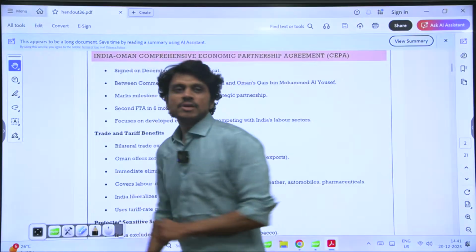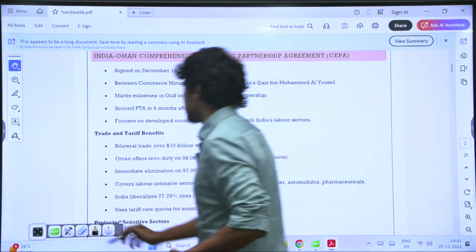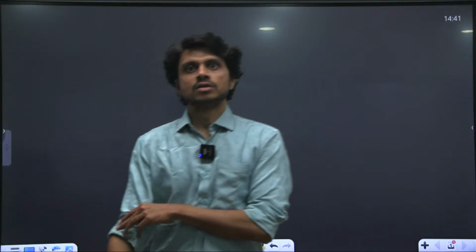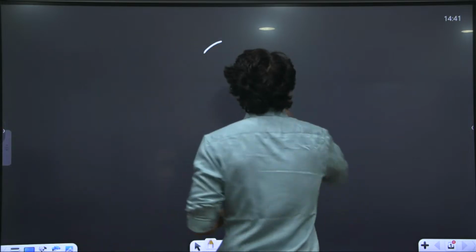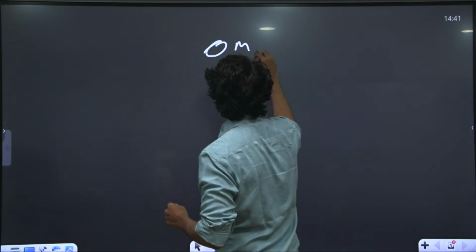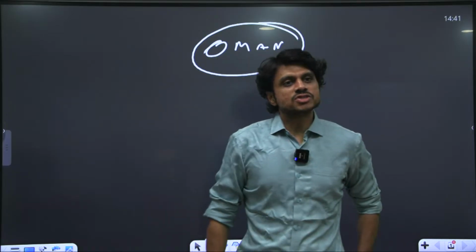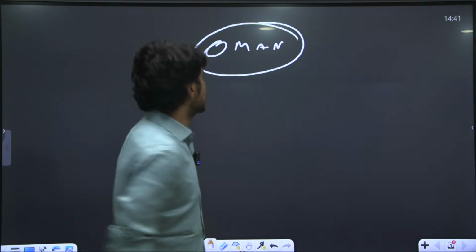Okay, so many things are happening in the news. So today we will see the things that have happened in the last week. India has signed a comprehensive economic partnership deal with Oman. Now here we have to understand two things. Why have we signed a free trade agreement with Oman?